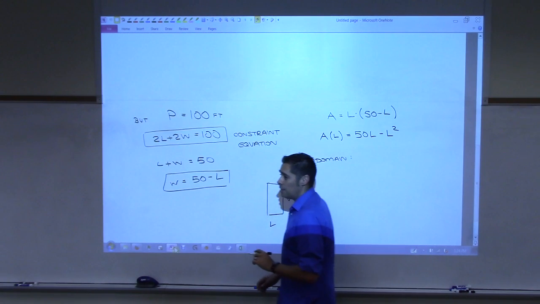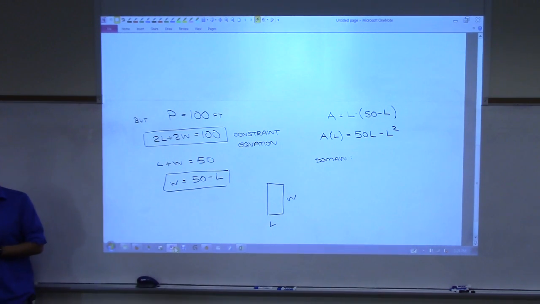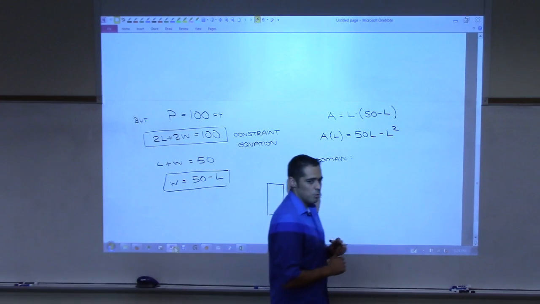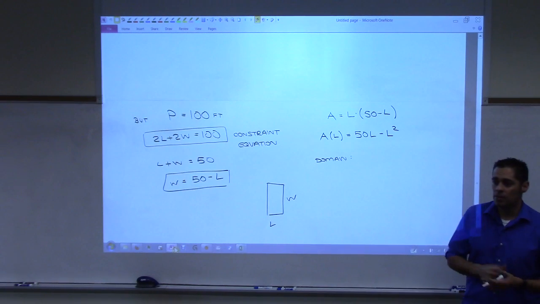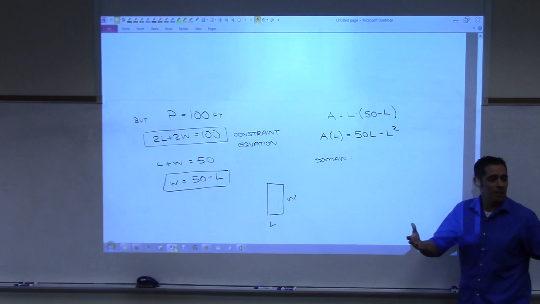No, you have to stay within the constraint equation. Because you only have 100 feet of fence, right? So let's start with smallest. What's the smallest L could be? 0. Do you agree?